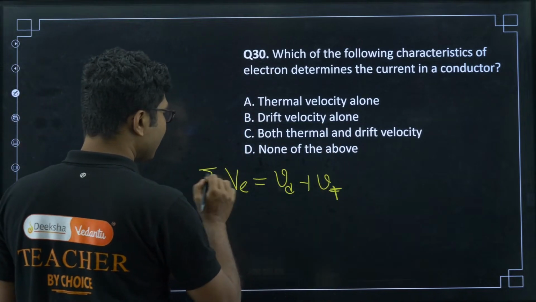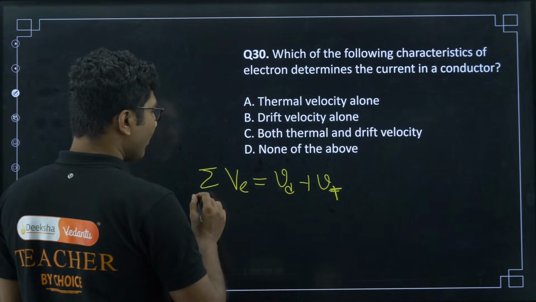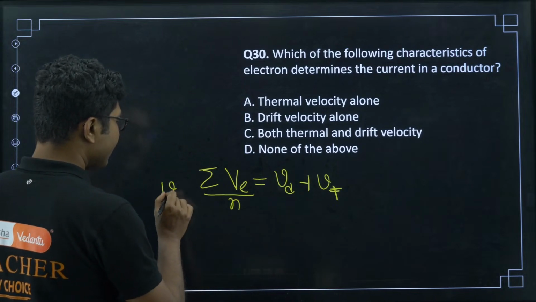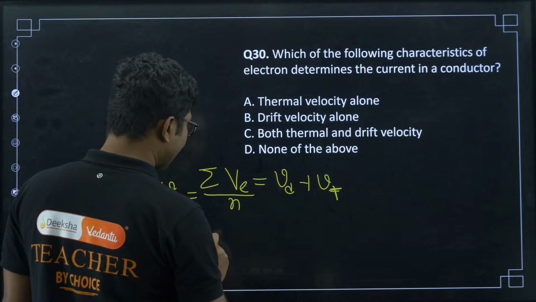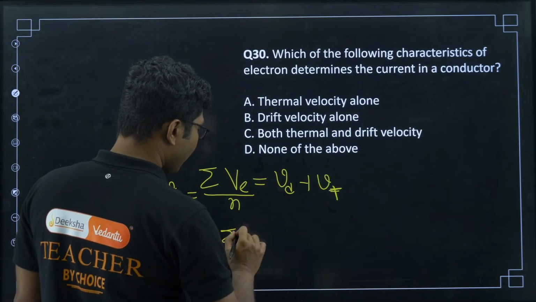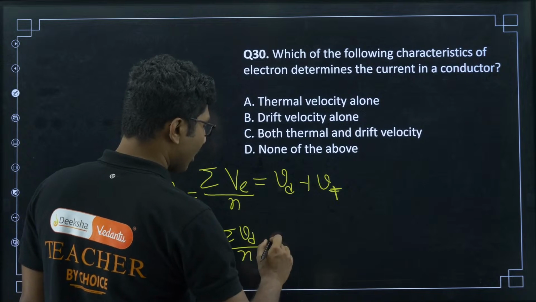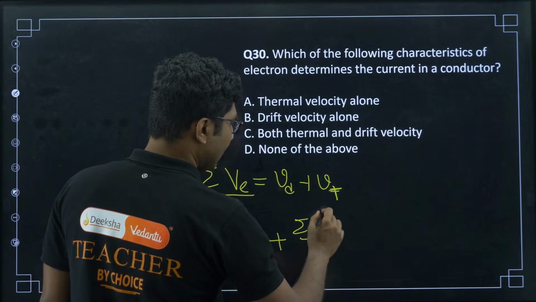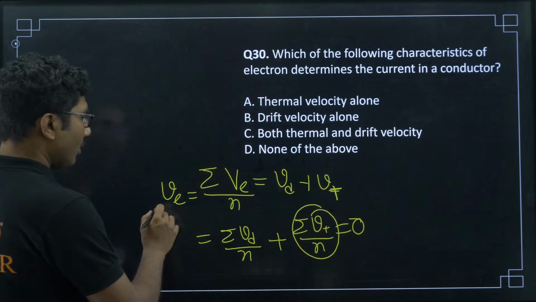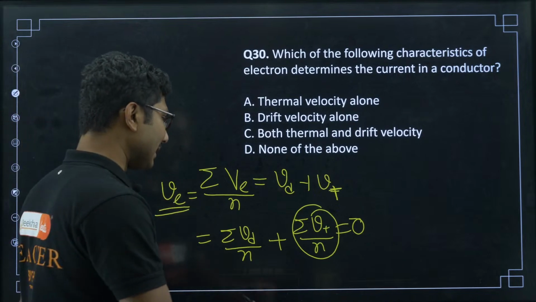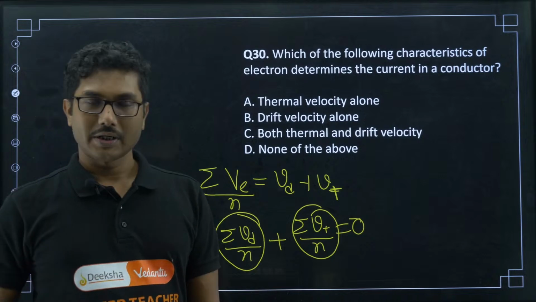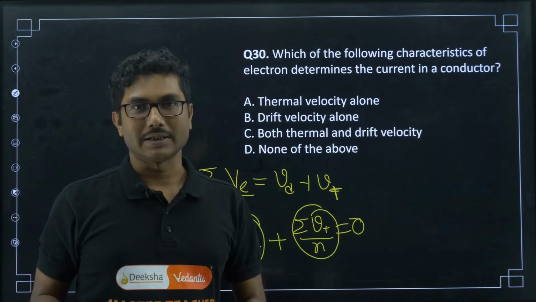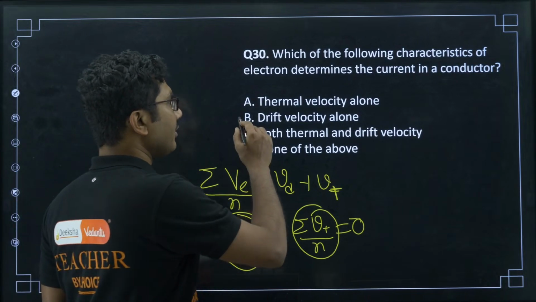Now if you take the average velocity of all the electrons, and you try to find the average velocity, then you will get that it is only sum of drift velocity by n, because the sum of thermal velocity is basically 0. So average electron velocity is basically average drift velocity, right? It does not depend on thermal velocity. Thermal velocity, if you take the average, will cancel each other. So it only depends on drift velocity.